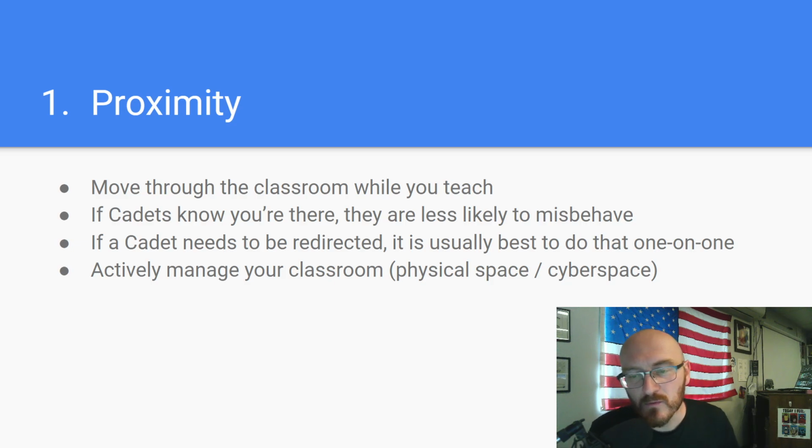So step number one. Let's say a kid is misbehaving in class, they're off task, having a conversation with their friend, playing video games on their Chromebook or whatever it is. They're just doing the thing you don't want them to do. The best way to stem that behavior is by using proximity. Move through the classroom as you teach. Don't sit at your desk.